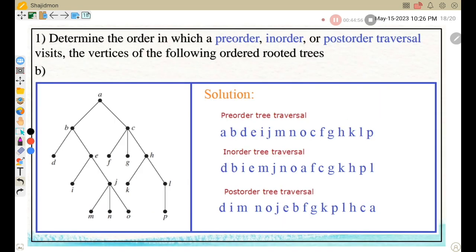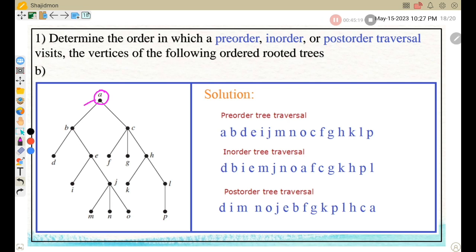Okay, now part B, okay? B part question, same question. We need to find the pre-order, in-order and post-order traversal visits for the following trees. Okay, so first pre-order, start from the root vertex A. Now the left subtree we visit first in pre-order, then the right subtree we visit in pre-order.